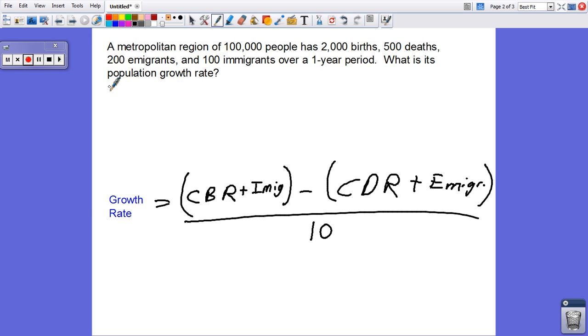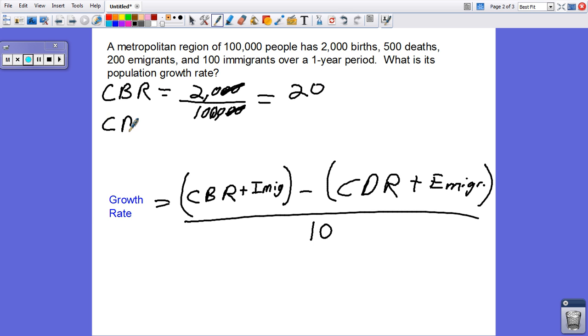For our crude birth rate equals, we have 2,000 per 100,000. But we've got to express that in terms of per 1,000. So how do we do that? How would we just knock off a couple of zeros? So to go to 1,000, we knock off 2 zeros, or divide by 100, whichever you're more comfortable with. So equals 20 per 1,000, or 20, since we express this in terms of 1,000.